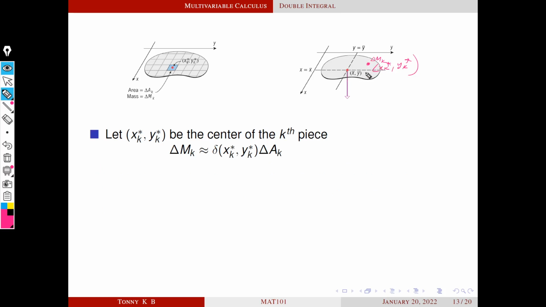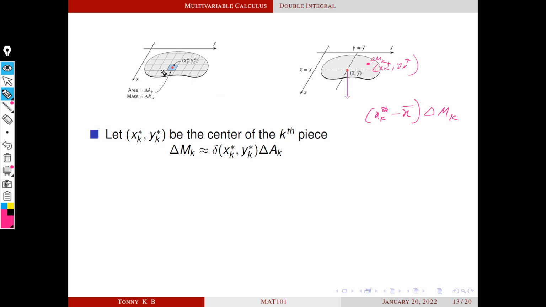Okay, suppose a point mass delta mk at the point (xk*, yk*). Then what is the moment about x = x bar? We know that it is (xk* minus x bar) times delta mk, right? This is the moment about this point. And we have to find the net moment of this lamina.